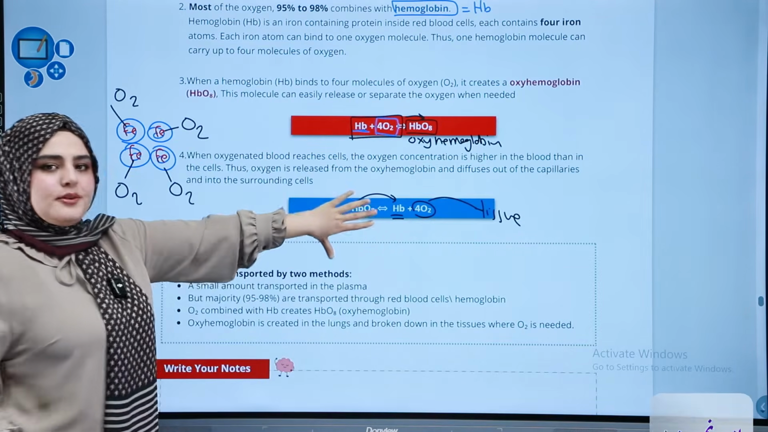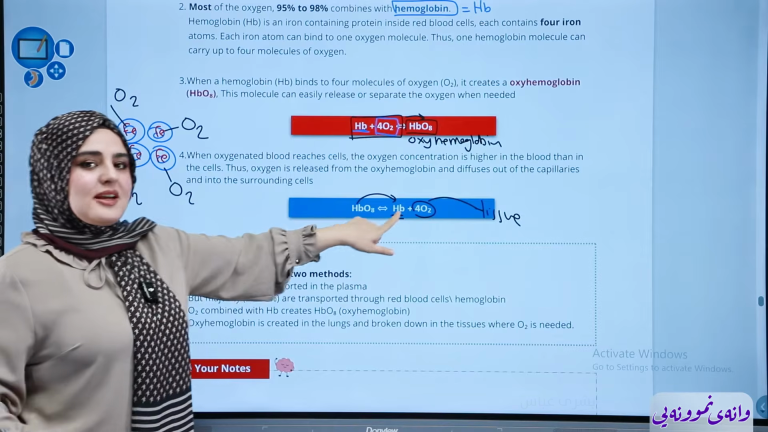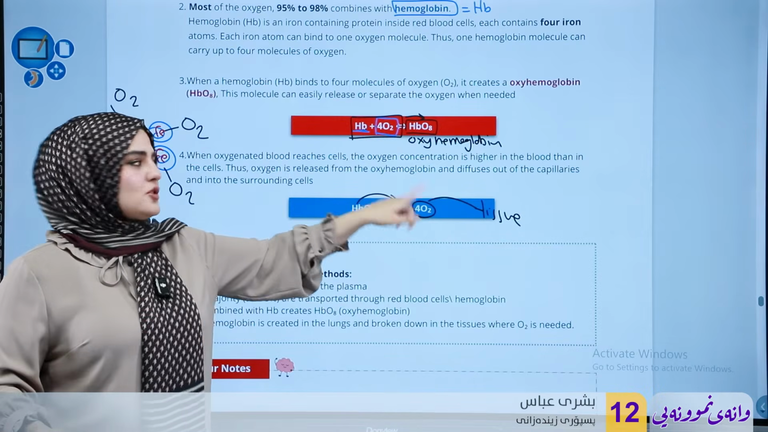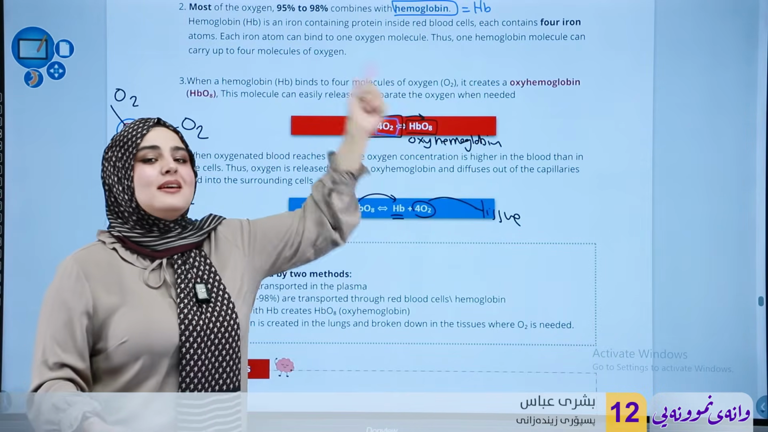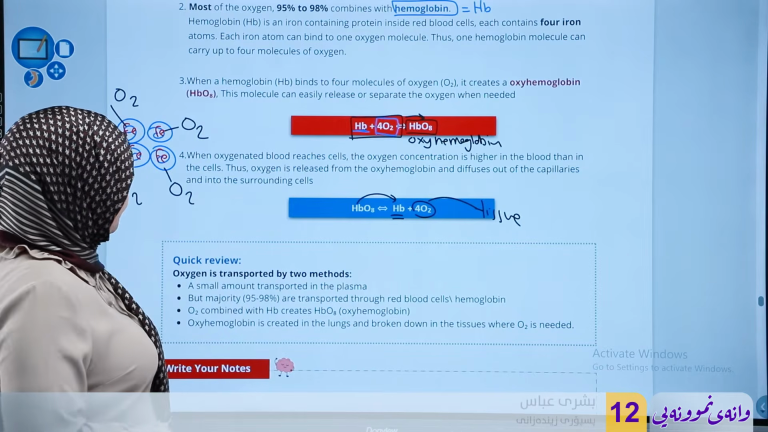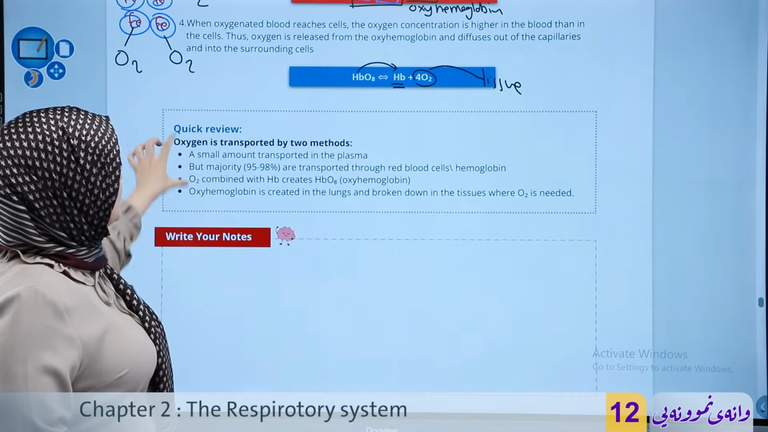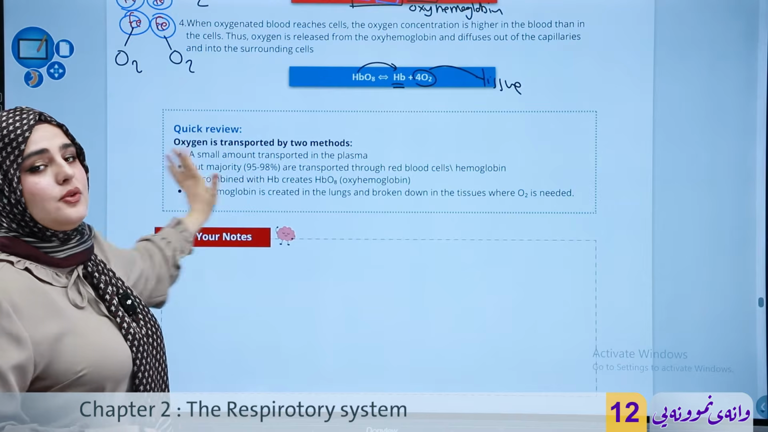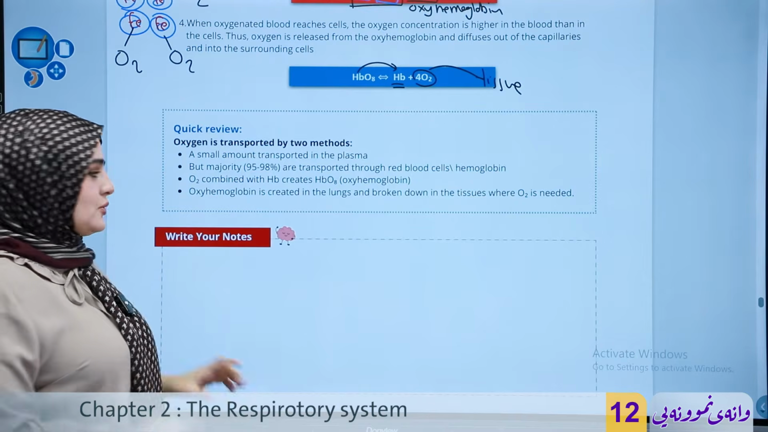Where does this happen? HbO8 breaks down within the tissue, while HbO8 is made in the capillary surrounding the alveoli. That's how you're going to describe it. There's a quick review, if you want, of everything I just mentioned in a very short method.